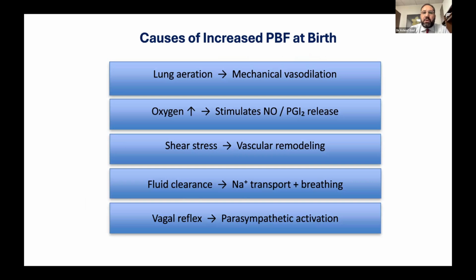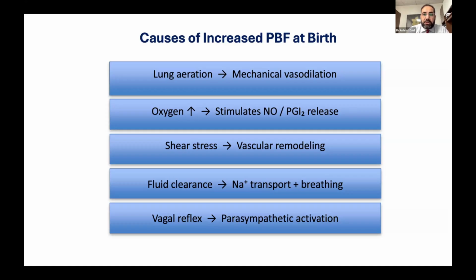What increases the Qp, or the pulmonary blood flow? Actually lung aeration, as we discussed. This causes mechanical distension and facilitates the vasodilation of the pulmonary vascular bed. Oxygen itself, as we all know, the fetus is in a relatively hypoxemic environment, and room air presents a relatively hyperoxic environment. This change in oxygen fraction will increase the release of nitric oxide synthase and prostaglandin activity within the endothelial cells of the pulmonary vascular bed.